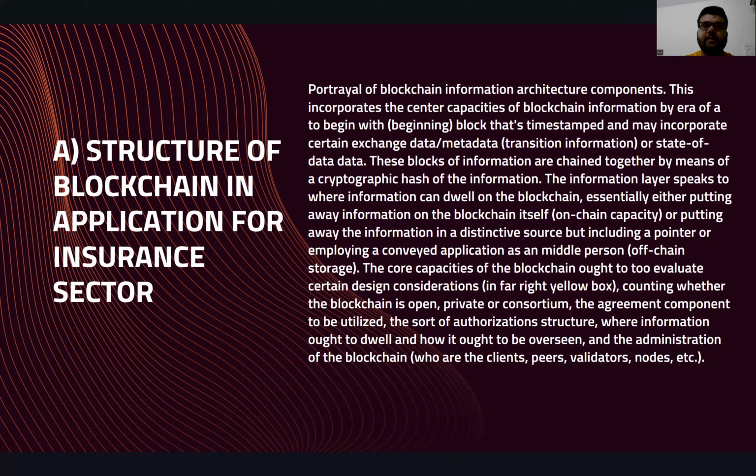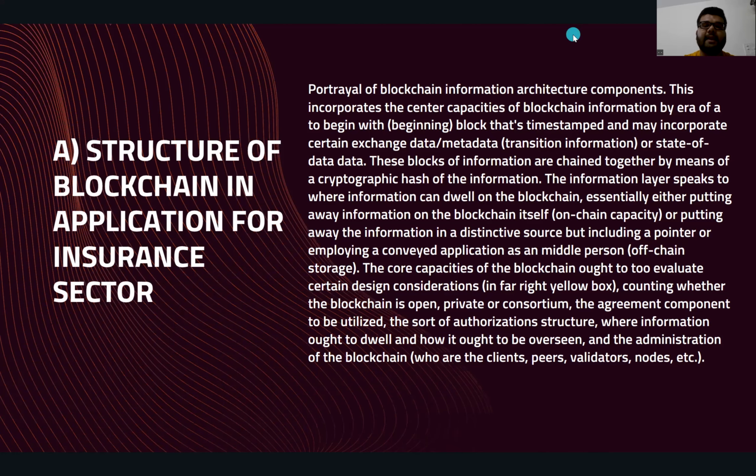The data layer represents where information can reside on the blockchain, essentially either storing data on the blockchain itself, or storing data in a distinctive source but including a pointer, or employing a distributed application as an intermediary. The core function of the blockchain should evaluate certain design considerations, including whether the blockchain is open, private, or consortium, the consensus mechanism to be utilized, the type of permission structure, where data should reside and how it should be managed, and the governance of the blockchain: who are the users, peers, validators, nodes, etc.